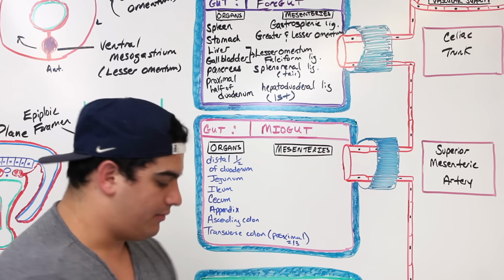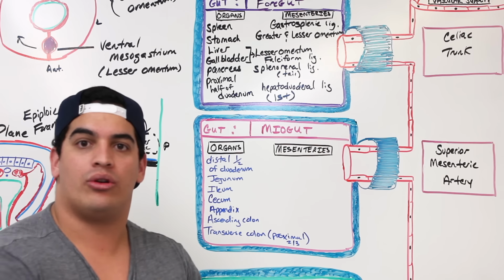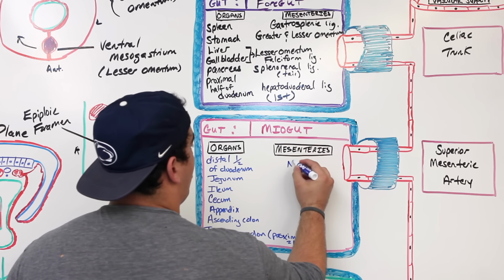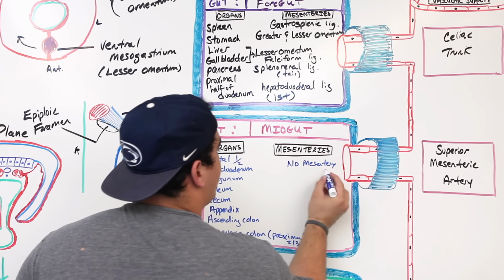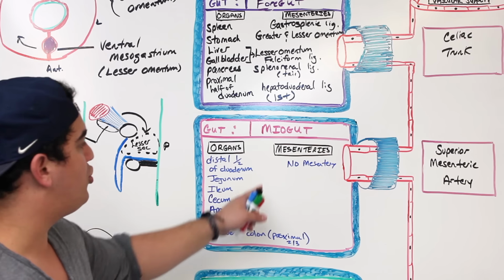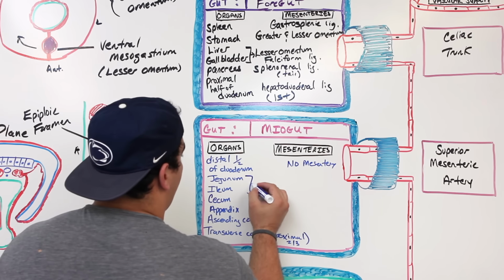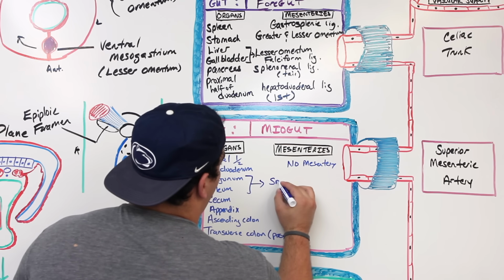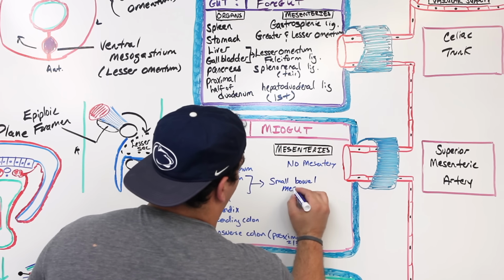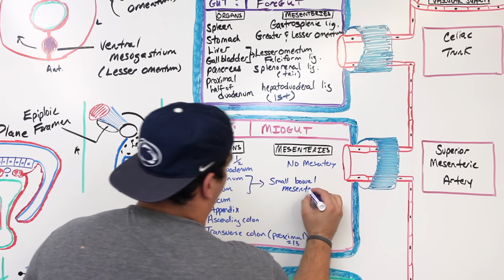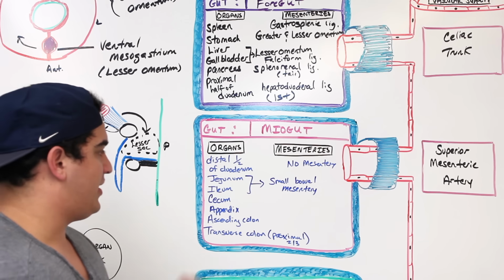What are the mesenteries? The distal half of the duodenum, does it have one? No, no mesenteries. So let's put here no mesenteries. It's actually going to be retroperitoneal. What about the jejunum and the ileum? They're both anchored through what's called the small bowel mesentery. Or some people even call it the mesentery proper. But the small bowel mesentery is fine.